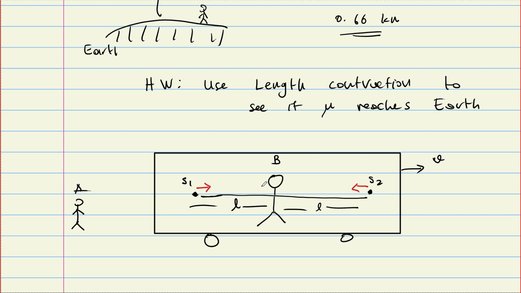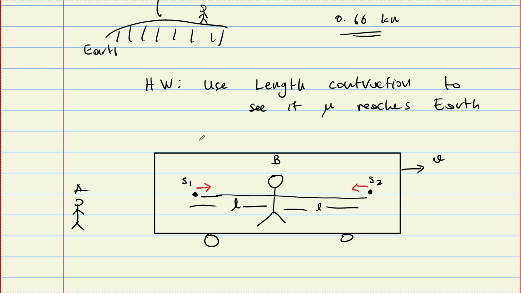Simultaneity depends on the frame. We don't know that yet. That's what we are trying to see. At the moment, we don't know. So according to B, if I am B and you are doing this experiment, it's going to reach at the same time, right? You receive S1 and S2 at the same time. Good.